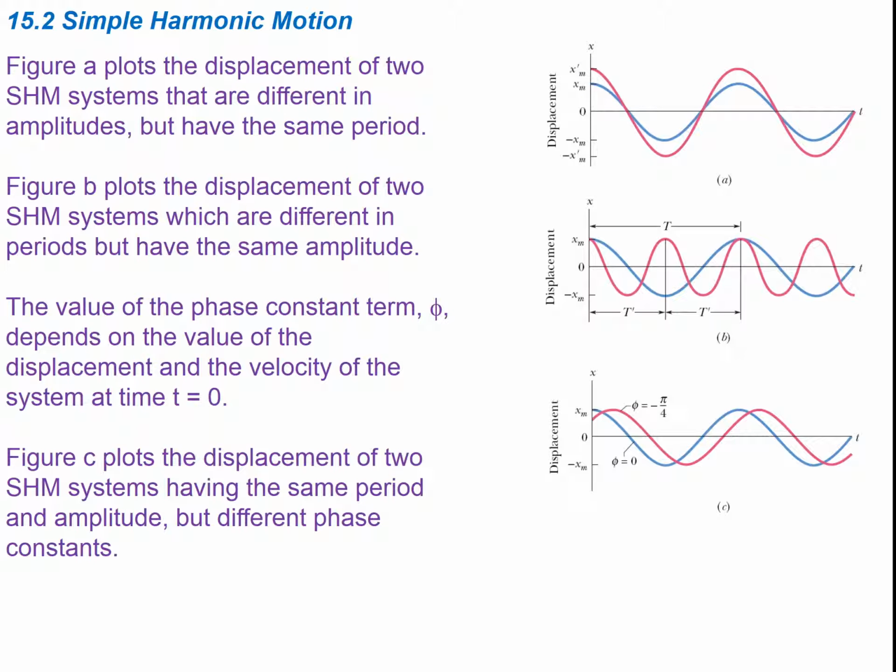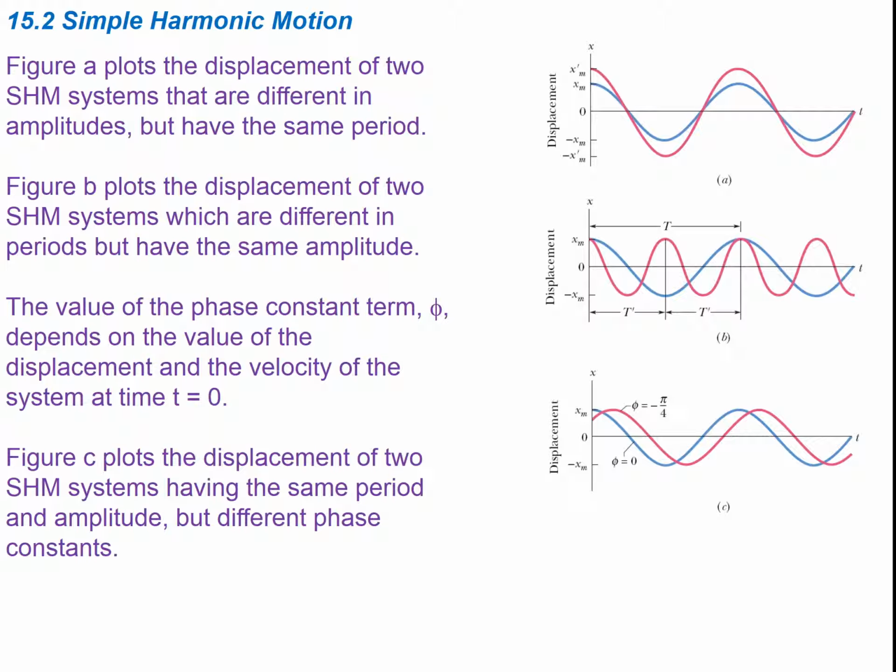Now figure B plots the displacement of two simple harmonic systems which are different in periods but have the same amplitude. So in this case, the amplitude is constant, but you have a different period. So if you look at a full oscillation, this is actually going to be two oscillations in the red, as you can see down here. So the period prime is going to be that. The prime is just this little superscript there. And then one oscillation for the blue, in the same amount of time. So you have different periods.